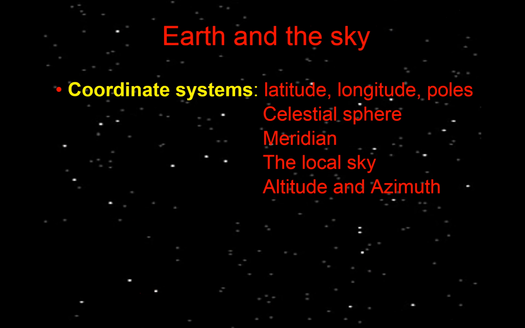So as a bit of an overview, we're going to discuss coordinate systems first of all on the Earth. These coordinate systems relate also to the stars. So we'll discuss the meaning of latitude, longitude, and what we mean by the poles of the Earth. We'll then extrapolate these out to the celestial sphere. Then we'll talk about such things as the meridian, what you can see in the local sky, and then a coordinate system known as altitude and azimuth.